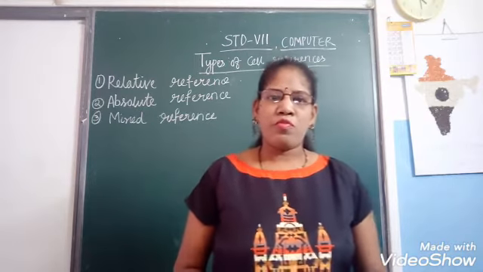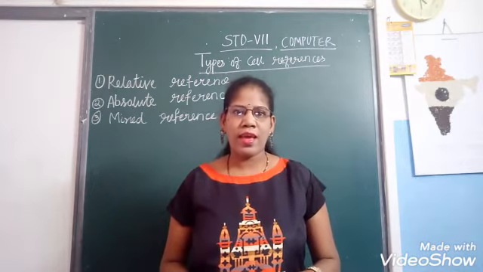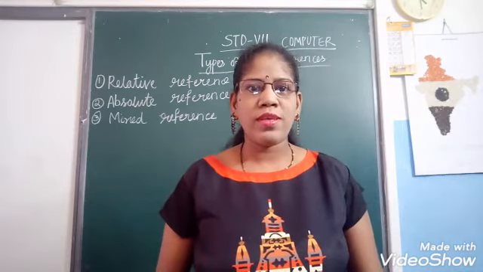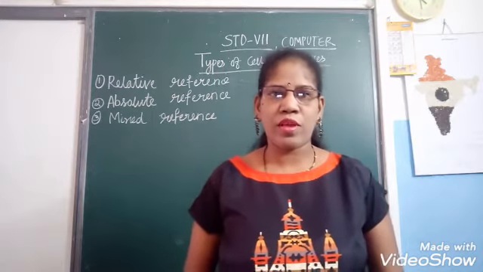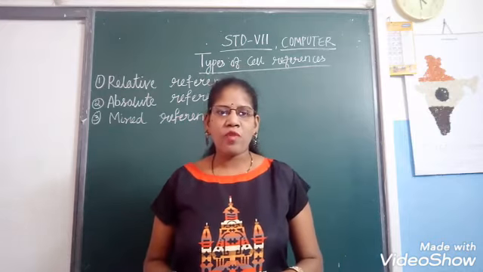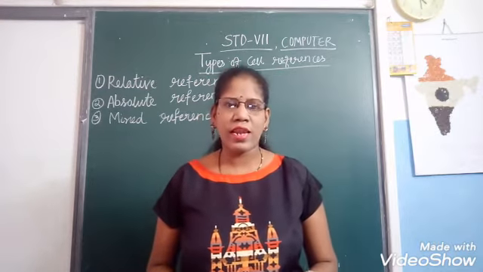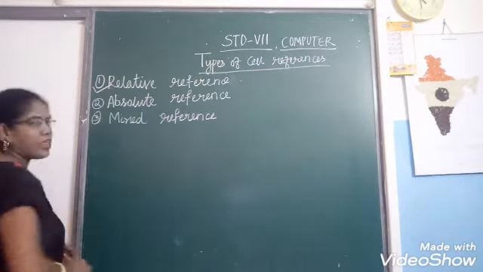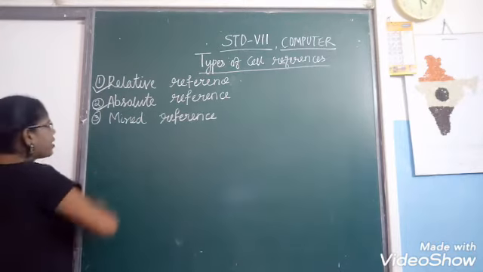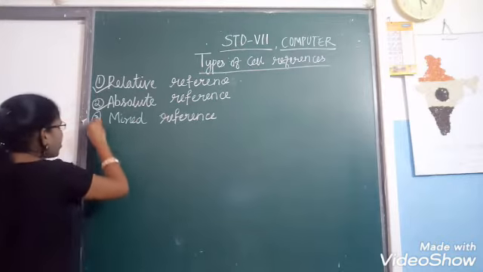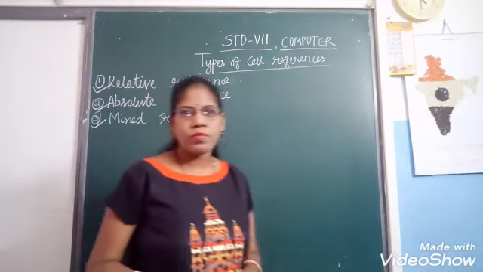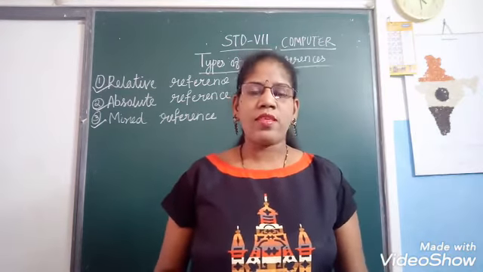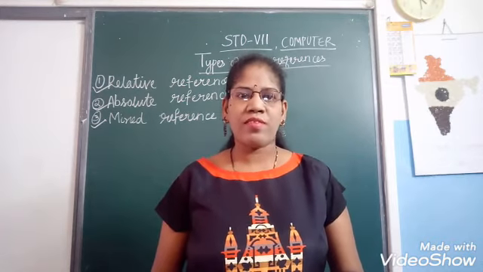Okay, we have already learned what cell and range reference are. Today I am going to tell you about the types of cell reference. How many types of cell reference do we have? There are 3 types of reference in Excel. The first one is relative reference, the second is absolute reference, and the third is mixed reference. So, the 3 types of cell reference are relative reference, absolute reference and mixed reference.